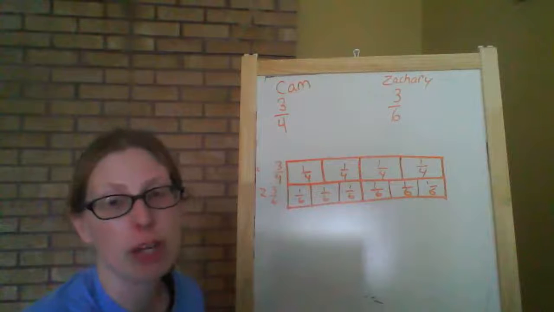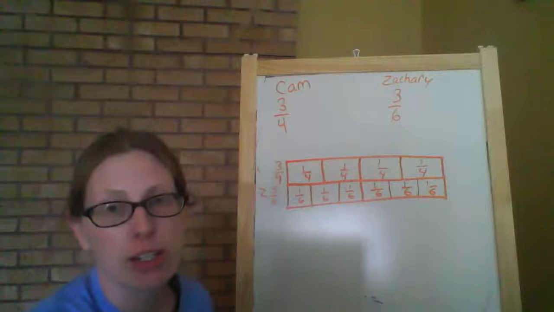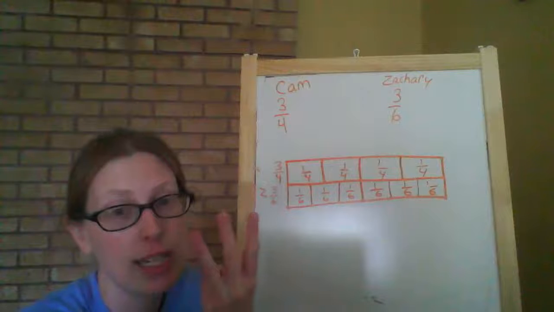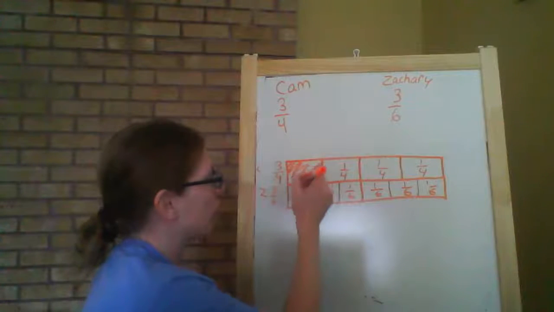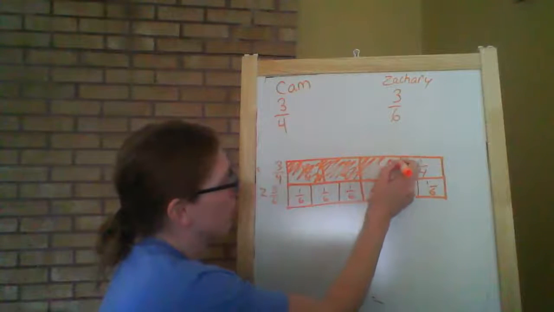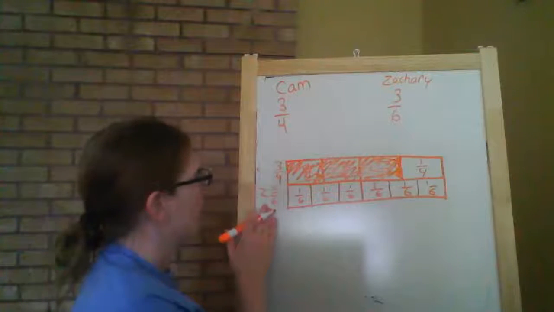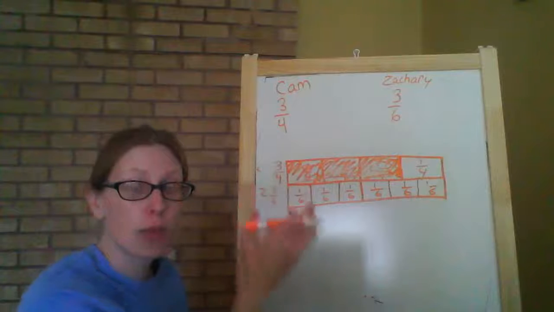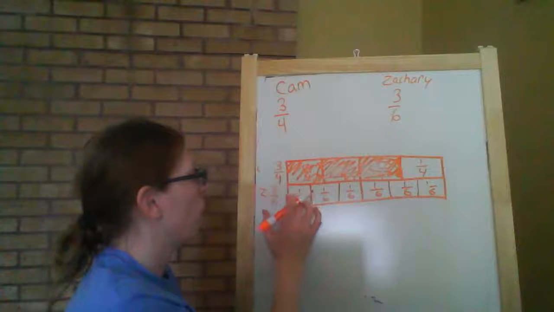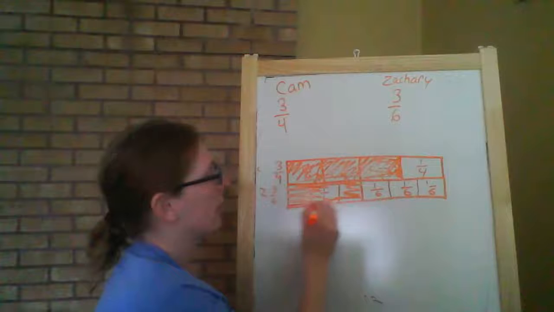Now the fun part, let's actually compare them. Cam had 3/4 of a sandwich. 3 is my numerator, the number on top. I'm referring to those 3 parts that he ate. That's usually represented by shading it in. 1, 2, 3. Make sure you stop right when you get to that line. Zachary ate 3/6. His numerator is also 3. 3 is telling me how many I need to shade in. 1, 2, 3. So I'm going to go over, shading in the 3 parts that he ate.